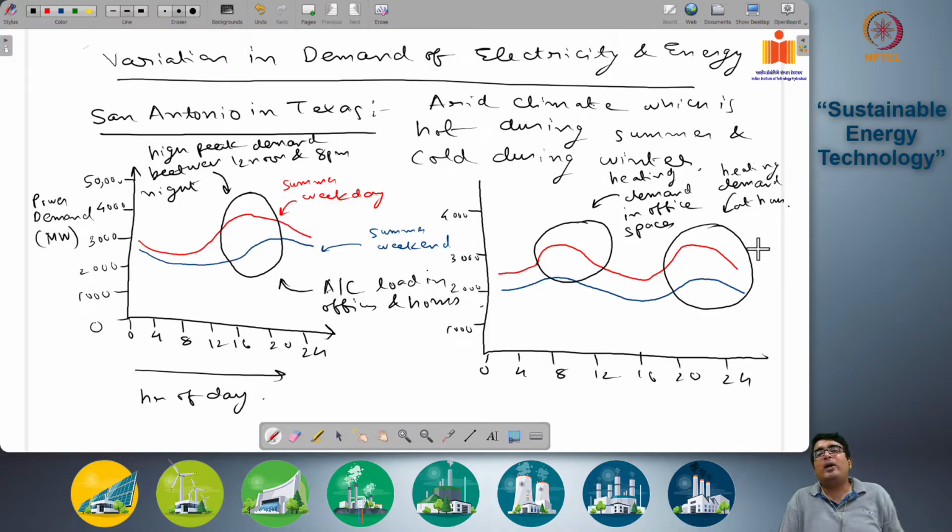So what we see here is based on the seasons and of course the time of day, there can be large variations on even the average power demand in a city. And any power generation system and grid system has to be able to cater to these demands in a successful manner.